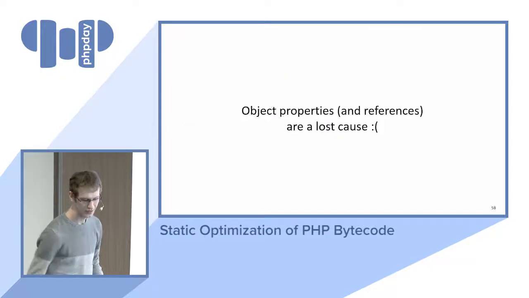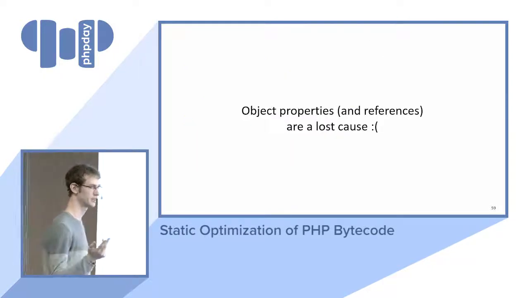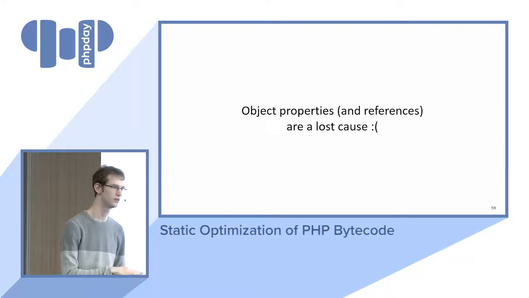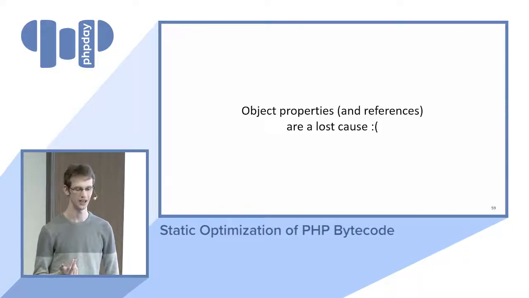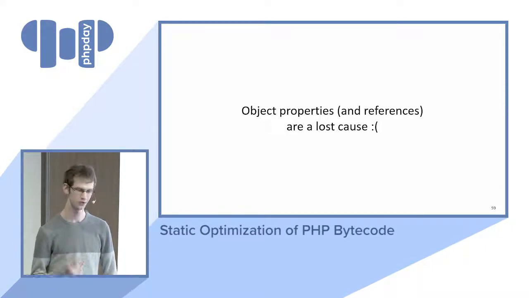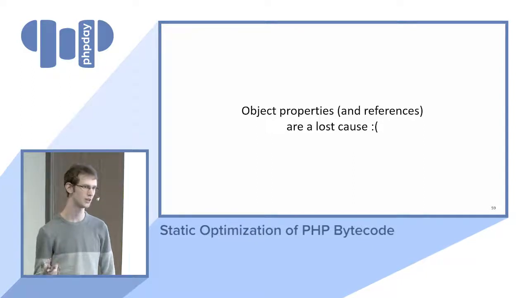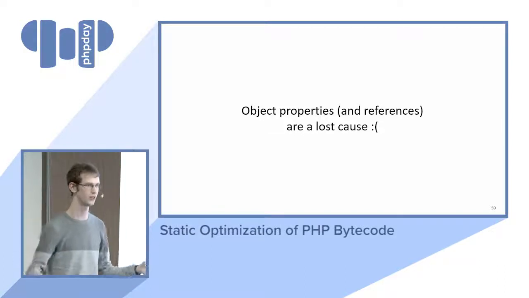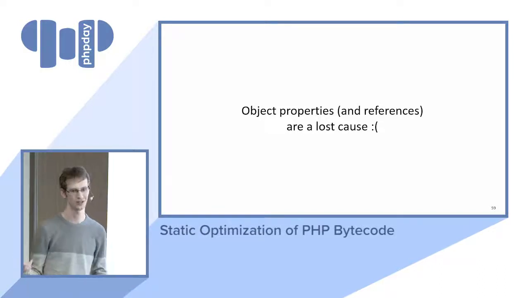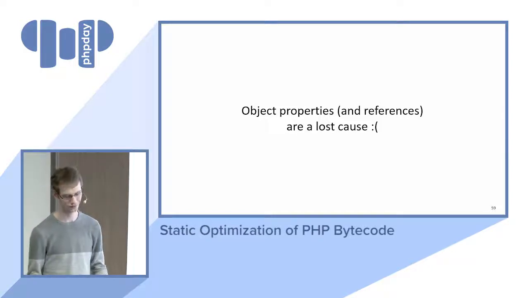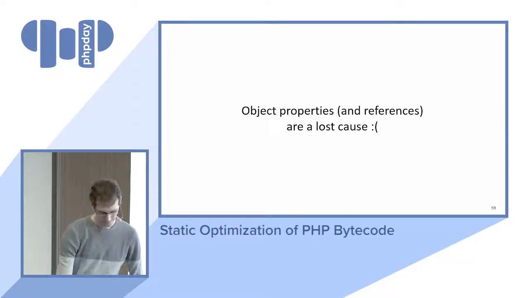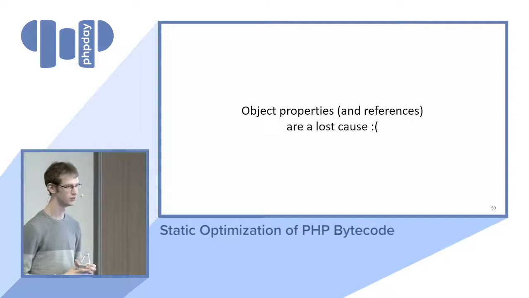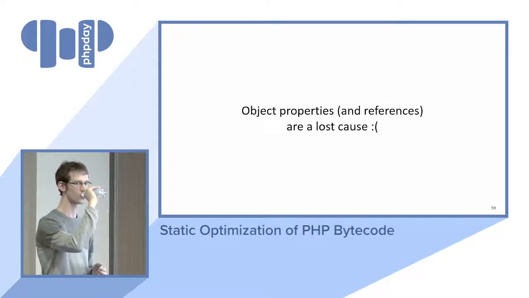That basically means that any kind of optimizations on object properties and also on references, which have the exact same issue, are not really possible. And I don't care much about references, but PHP code nowadays is object-oriented pretty much everywhere. Everything is full of object properties, and if we can't optimize them, then we lose a lot of potential. So that's two of the more tricky cases.